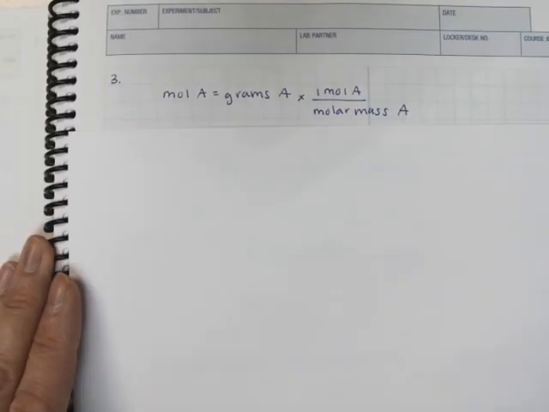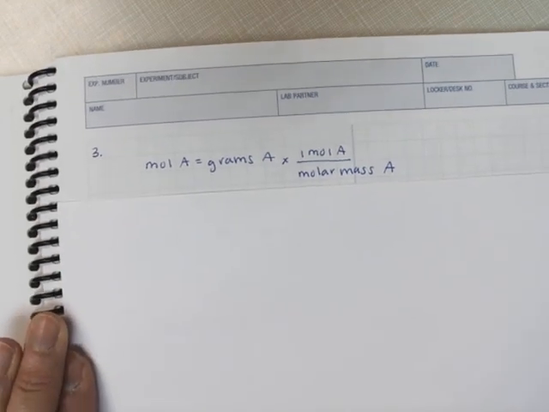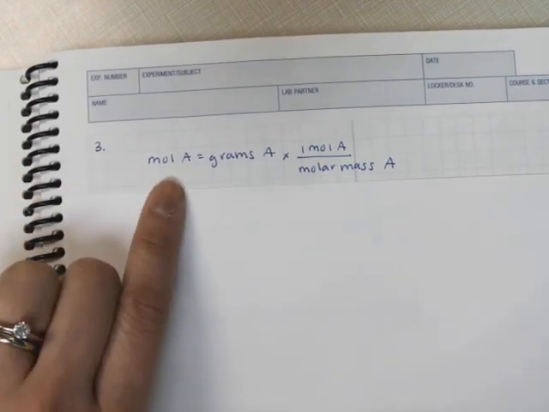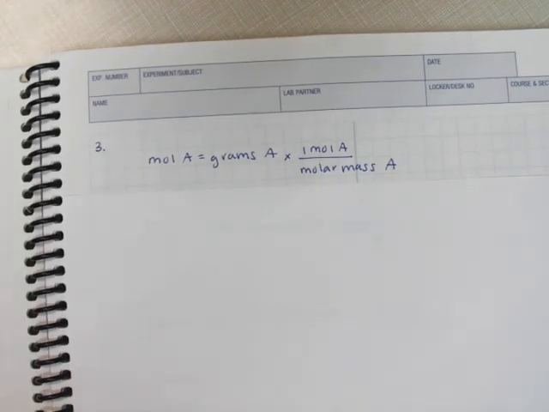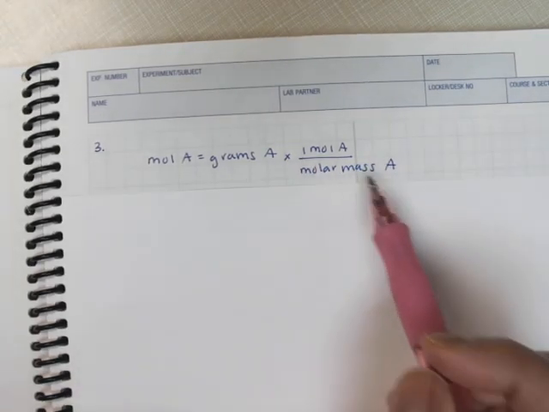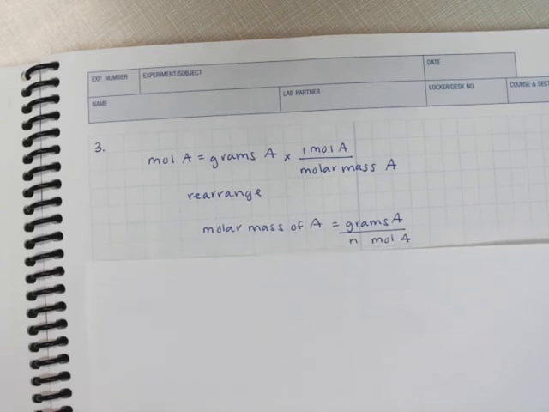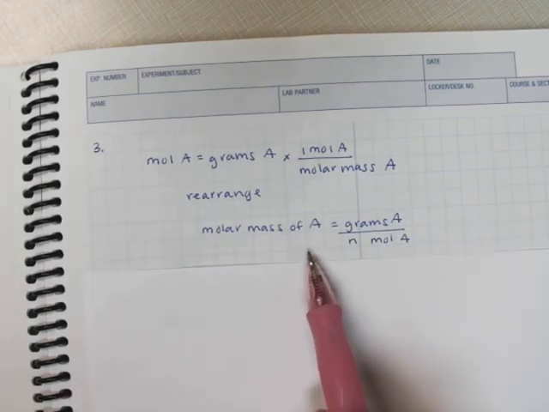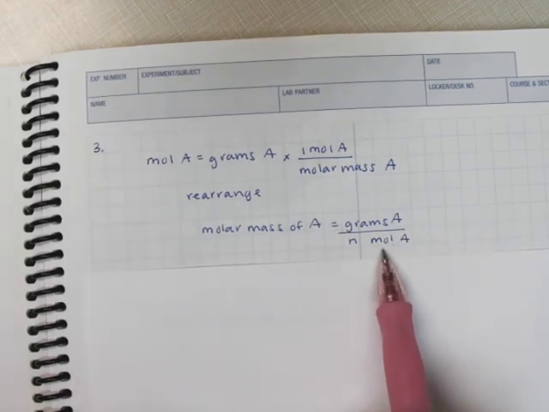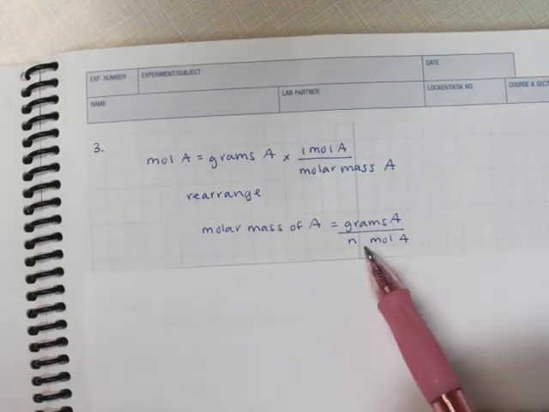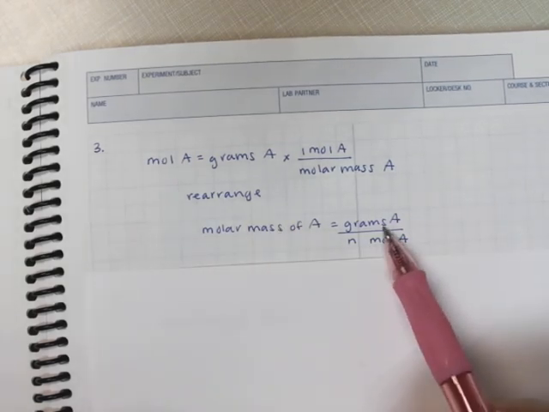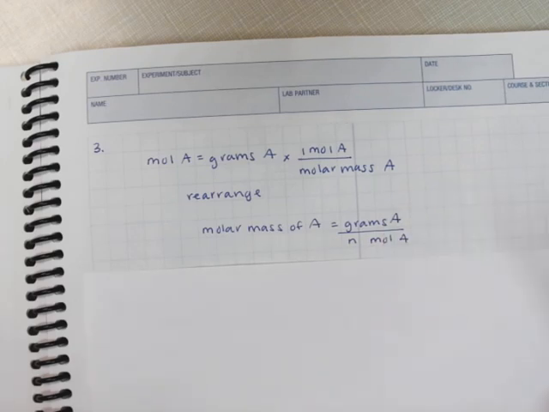And then for number 3, you're asked to determine the molar mass. If you remember, moles of something equals the grams of that something multiplied by 1 mole over the molar mass. So we can rearrange to get the molar mass of A equals grams of A over moles of A. This works for us because you're trying to determine molar mass. We just calculated the number of moles, and we have the grams from the beginning of the experiment that you weighed out.